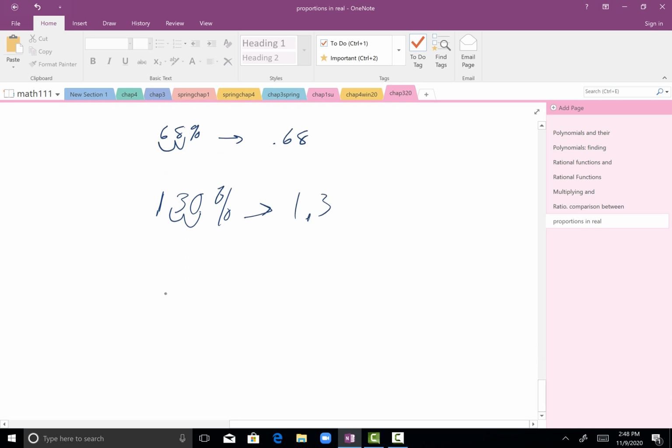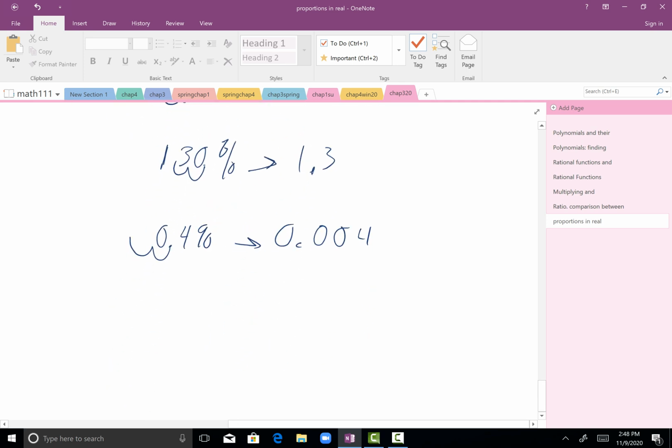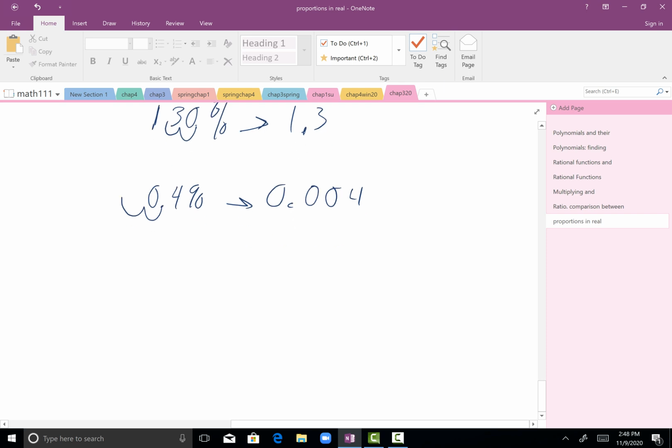If we had 0.4%, still moving it 2 spots, so it'd be 0.004. Changing it to a decimal, always just move it 2 spots. No matter what it is, we're going to move it 2 spots.